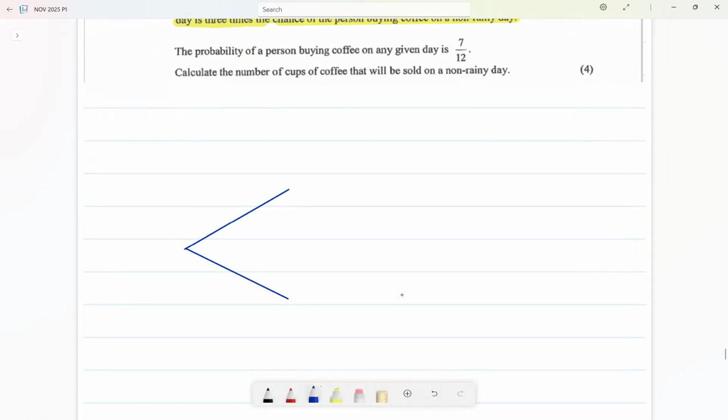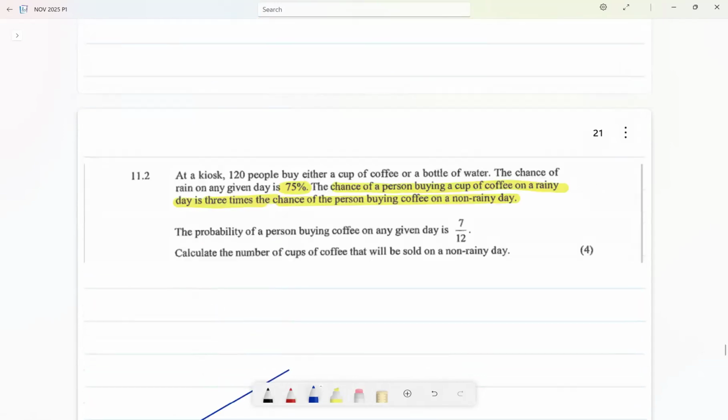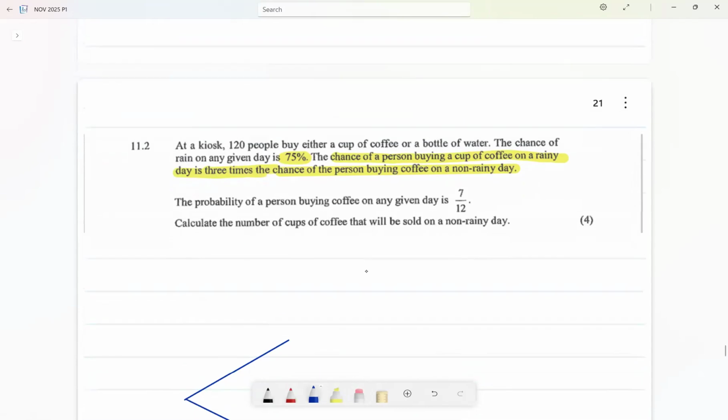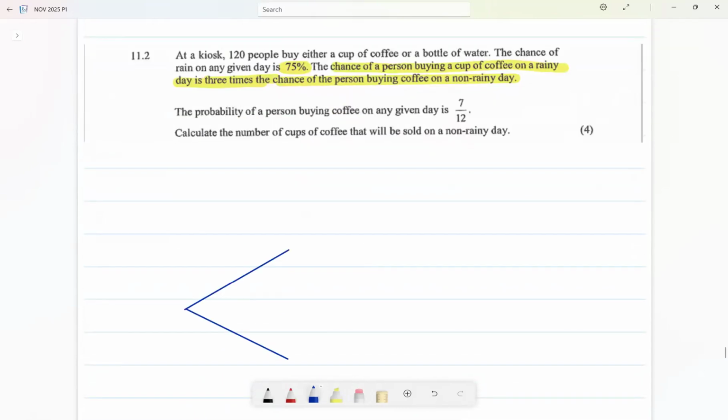So first thing first, it is either raining or not, because you need to know which one depends on which one. You cannot say that when you buy a bottle of water, it's going to rain or not. Whether you buy a coffee or a bottle of water depends on the weather. So we're going to start with what we depend on.